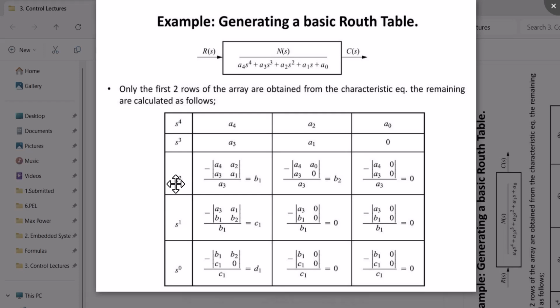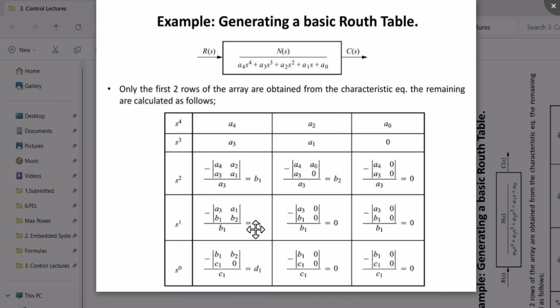And s square, how will we make it? We will make it minus 1 over a3 times the determinant of a4, a3, a2, a1. This will be called b1. Similarly this one is minus 1 over a3 times the determinant of a4, a3, a0, a0, this is b2. And for the a3 column, we get minus 1 over a3 and the determinant of a4, a3, 0, 0, this will be 0 because if we multiply this by the determinant we get the answer 0.